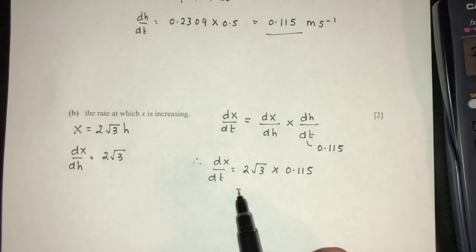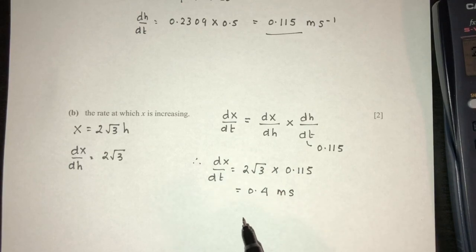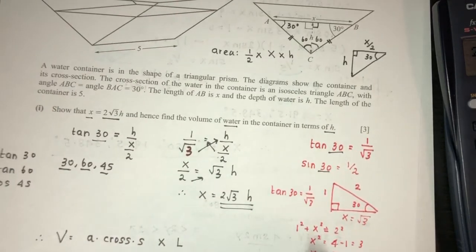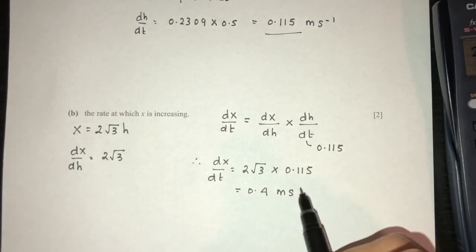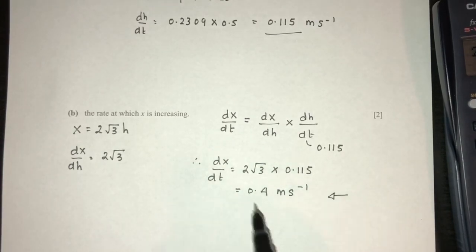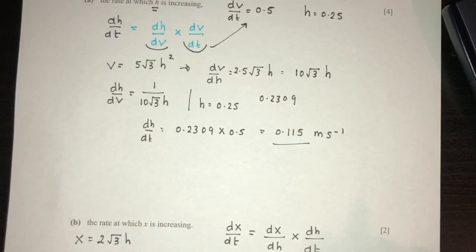That will be 0.4 meters per second. X is actually the length, let's check. X is this one. It is the length. It has to be meters per second. So these will be the two values, dx by dt and dh by dt. That will be your answer for this question. That is your question number 12, and that is your last question.